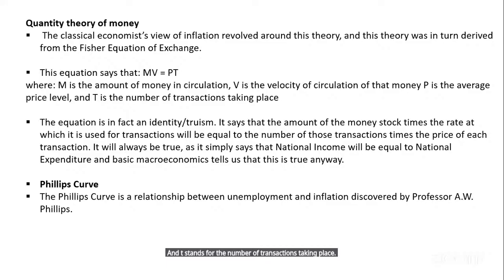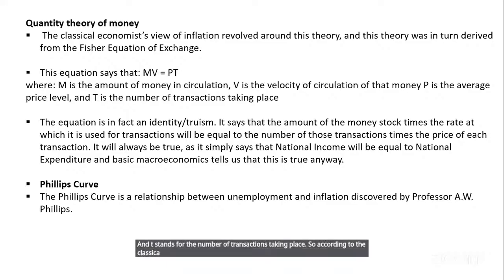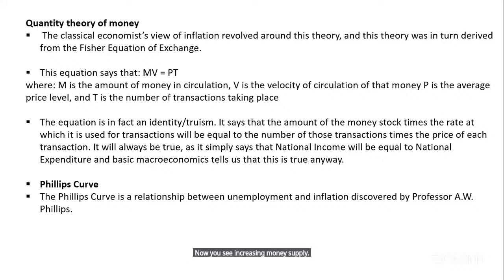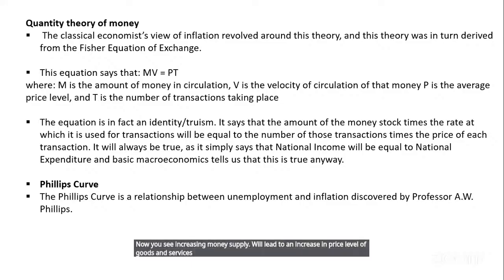According to the classical economists, assuming that the velocity of money is constant and the transactions remain the same, constant, any change in money supply will result in a change in price level. That means an increase in money supply will lead to an increase in the price level of goods and services. That's what the quantity theory of exchange talks about.